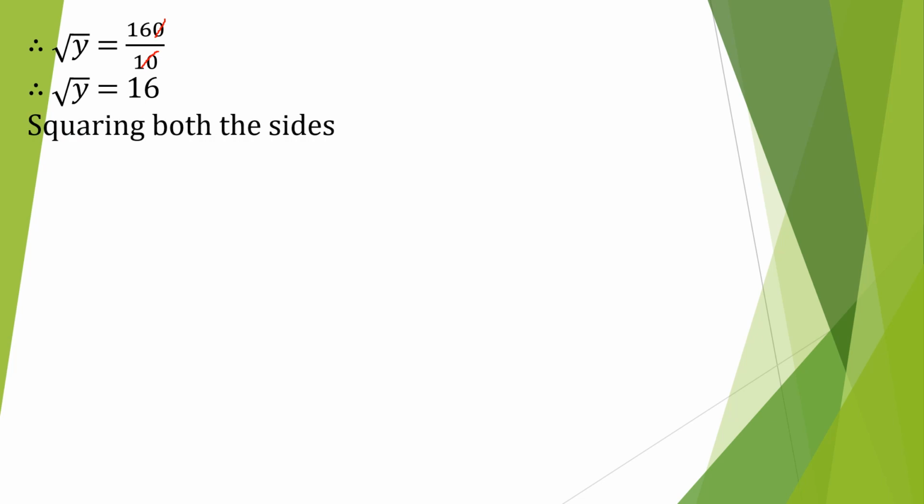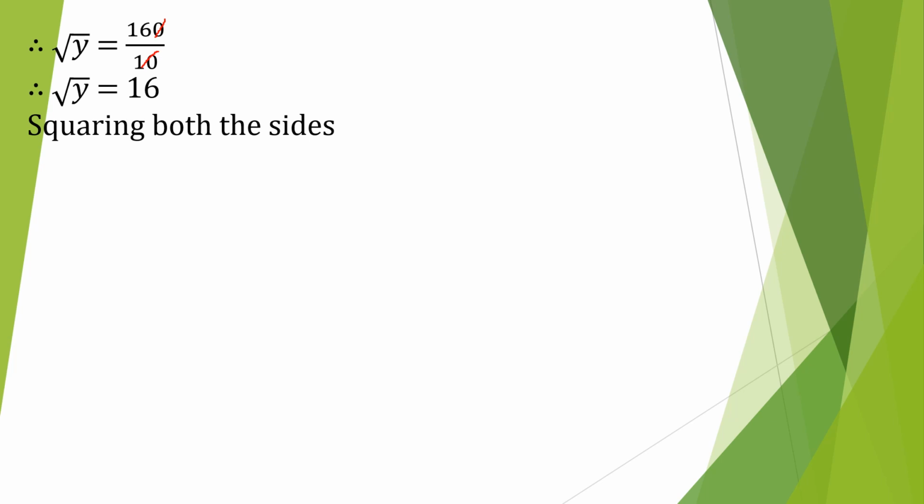So student, you'll get, therefore, under root y equal to 160 upon 10. So the zeros will get cancelled. So you got under root y is equal to 16. Now student, we need the value of y, not square root of y value. So I want to remove the root sign from here. So you will do squaring on both sides. So the under root sign will be removed. So the next step you have to do is squaring on both sides.